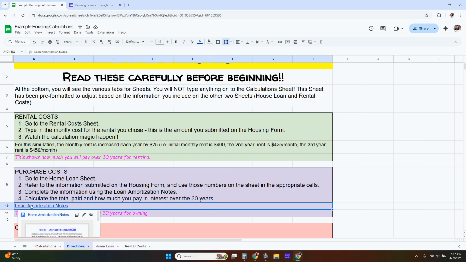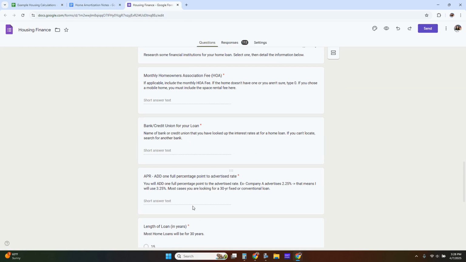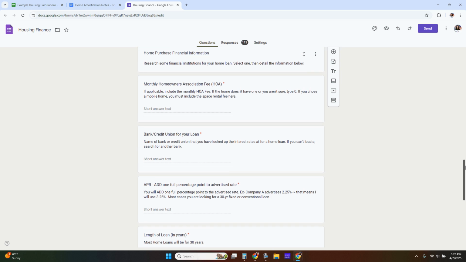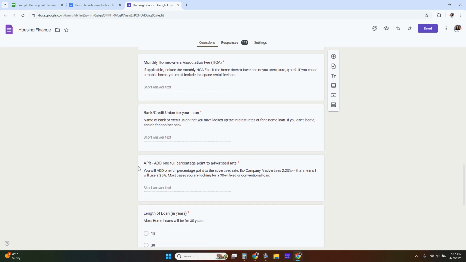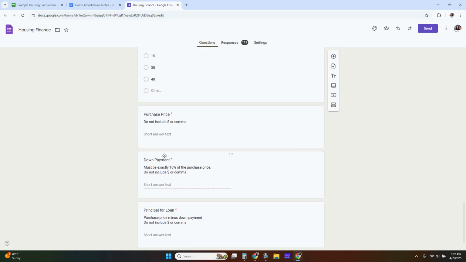The loan amortization notes are right here. I'm going to go ahead and open that up. I'm also going to need to refer to the amounts that I put in my housing form: my HOA, my APR, the length of my loan in years, my purchase price, down payment, and the amount of my loan. I'm going to need all of that from that third section.